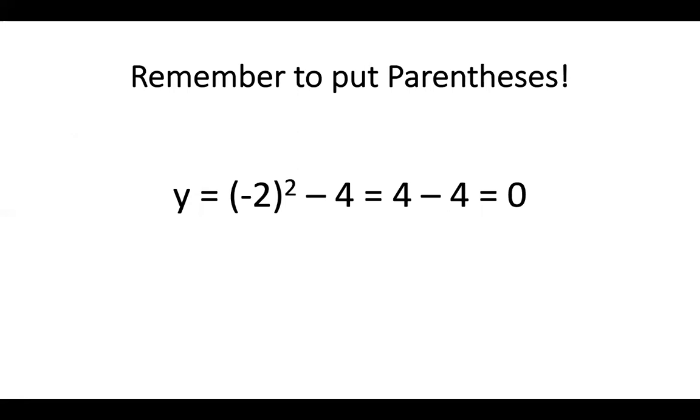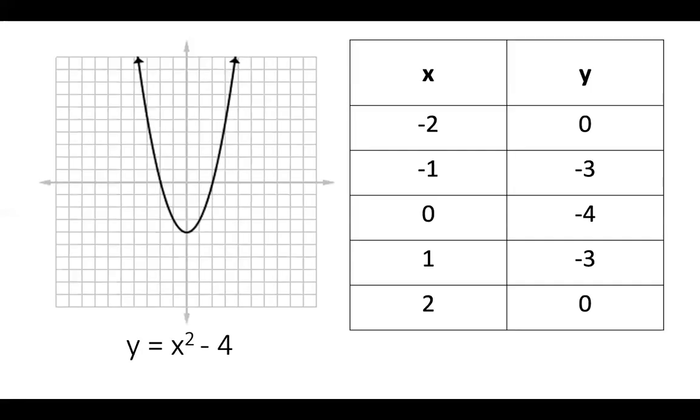If you don't put parentheses, you just leave that negative alone. For example, it would have been negative 4 minus 4 equals negative 8 without parentheses, but with parentheses, you would have gotten 4 minus 4, which is equal to 0. On the graph, you see it's y equals 0 when x equals negative 2.